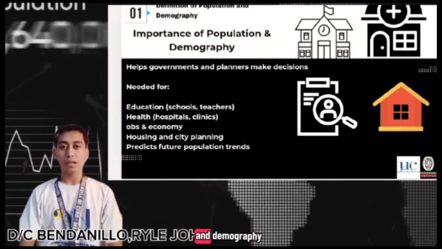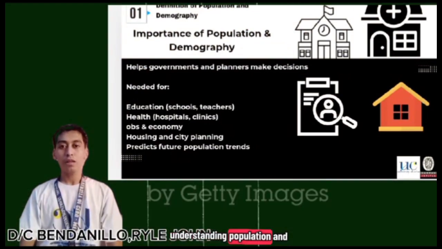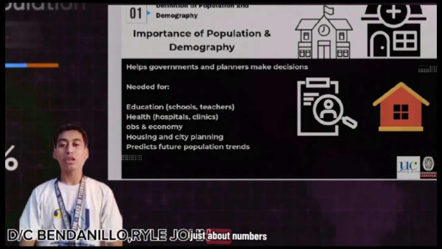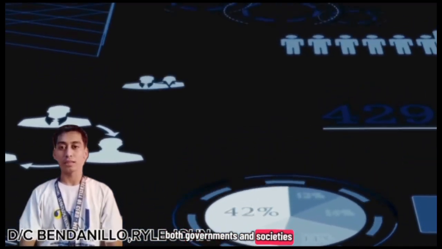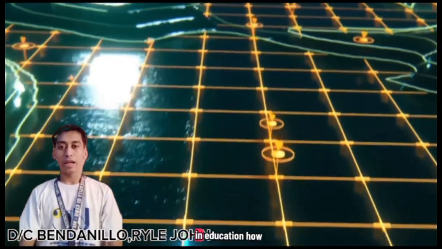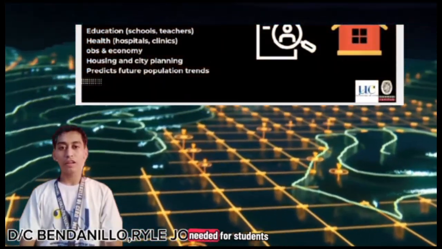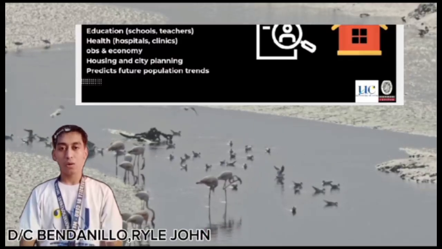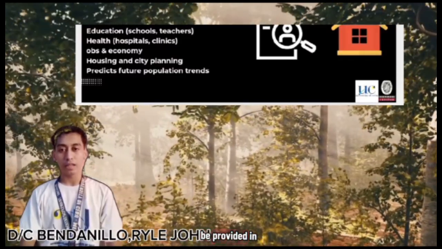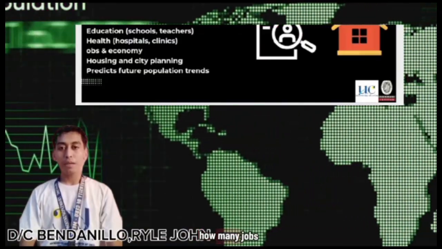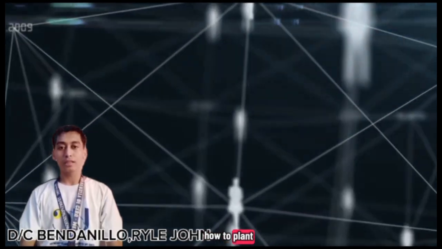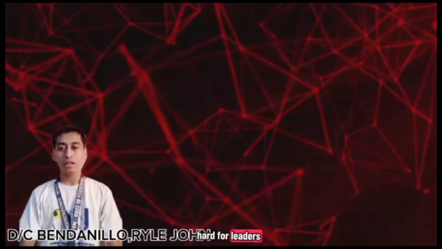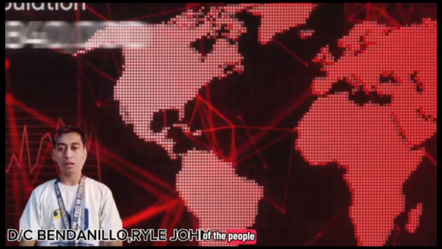Importance of population and demography. Understanding population and demography is not just about numbers. It helps in decision making for both governments and societies. For example, in education, how many schools are needed for students? In health, what kind of medical services should be provided? In the economy, how many jobs should be created? In housing and infrastructure, how to plan cities properly. Without demographic information, it would be hard for leaders to prepare for the future needs of the people.